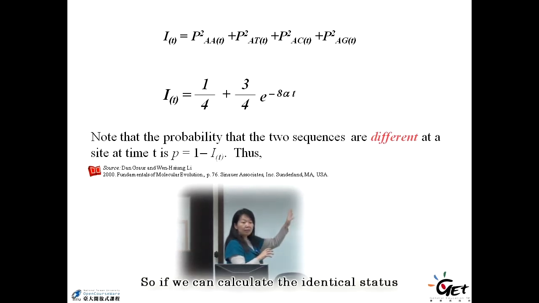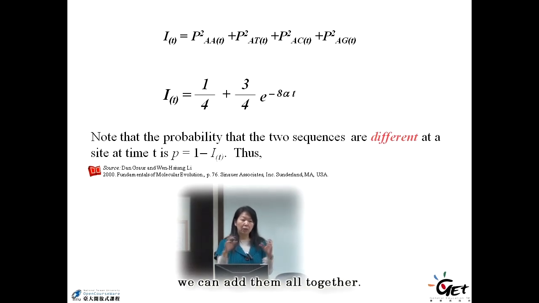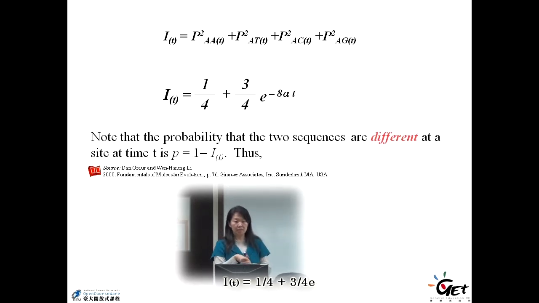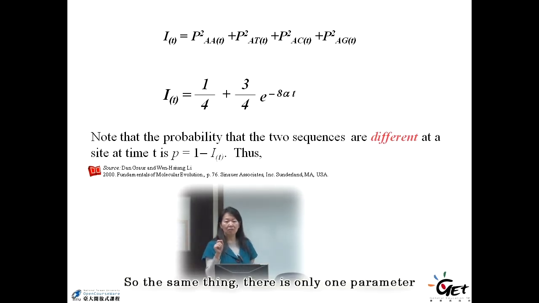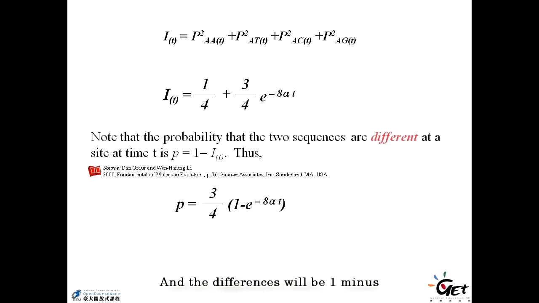So if we can calculate the identical status based on this formula, and we already know based on the one parameter model, we can add it all together, and that's the equation given: I(t) equals 1/4 plus 3/4 of e to the minus 8 alpha t. So the same thing, there's only one parameter in this formula. Then we can calculate the differences. And the differences will be 1 minus the identical proportion. So that's the proportion shown in the following slide.